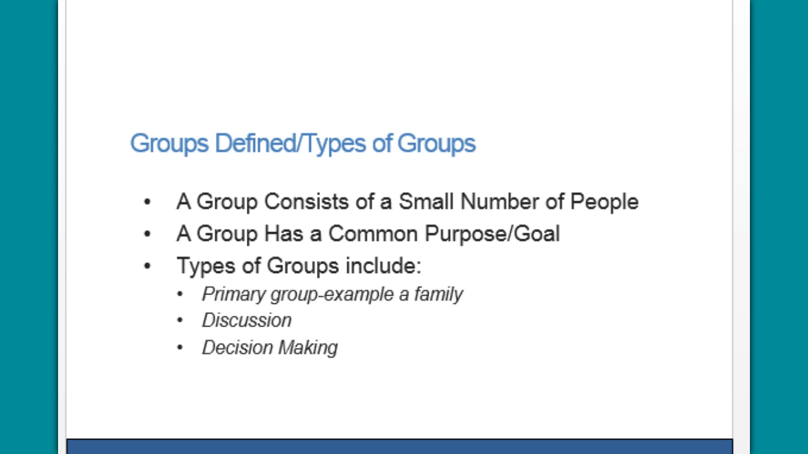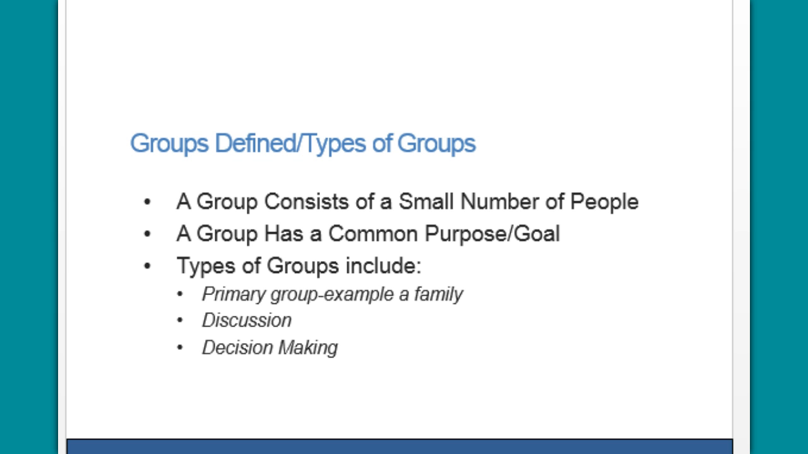defining groups, groups are a very complex process, and all groups are unique, but they have certain common qualities. They consist of a small number of people, they have a common goal, and there are many types of groups. You've been in all of these, the three major types that are listed here. A primary group. If you're in a family, you're in a primary group. Friends would be a primary group. That's a group that functions as a support system for its members, helps to fulfill people's basic needs.